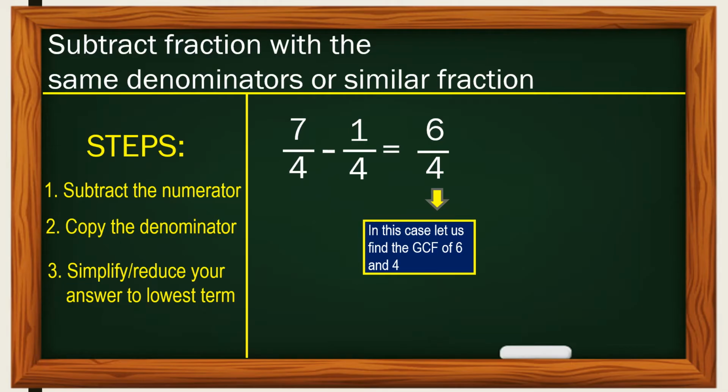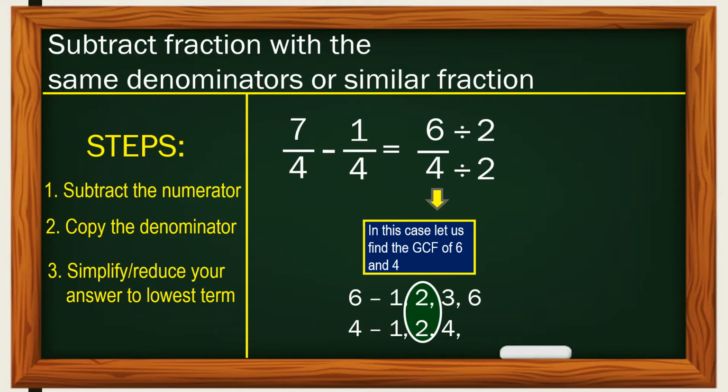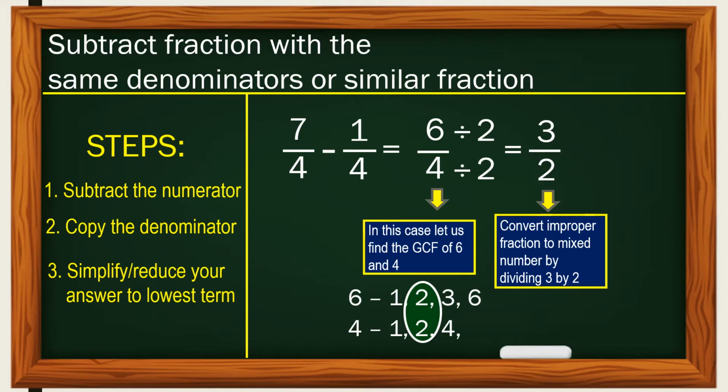So in this case, let us find the GCF of 6 and 4 by listing down the factors. So the factors of 6 are 1, 2, 3, and 6. Factors of 4, we have 1, 2, and 4. And the greatest common factor is 2. So we are going to use 2 to divide 6 and 4. So 6 divided by 2 and 4 divided by 2 is equal to 3/2. Now, 3/2 is still improper fraction.